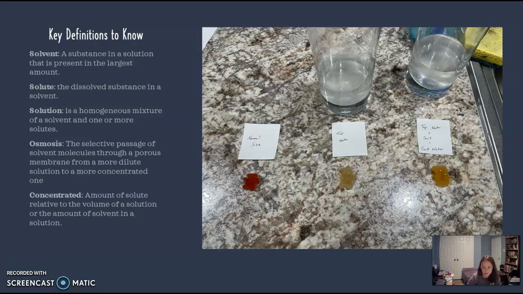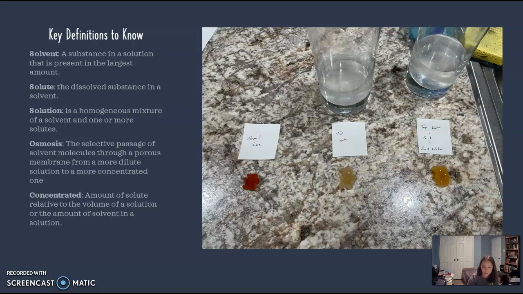Some of the key terms that are important for this activity are solvent, solute, solution, osmosis, and concentrated. All of these definitions can be found in the textbook written by Julia Burge, Chemistry, 5th edition, published by McGraw-Hill in 2020. First is the solvent. In this experiment, this is the water.